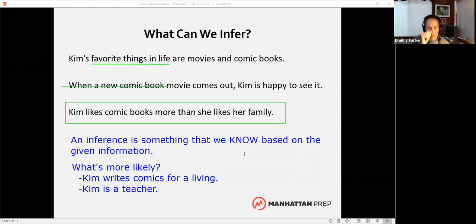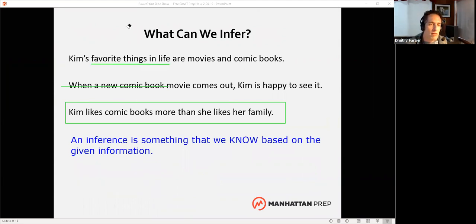Even if she likes comic books, right? Now, again, this is going a little bit beyond the scope because the GMAT's not going to expect you to bring in those kind of real world probabilities. But what I'm getting at is we have to be very careful that we don't just go with things that seem to make sense, that seem to go together. Okay. So an inference is something that we know. We don't know what she does for a living. We don't know what movie she sees, if any at all. Maybe Kim is in prison and she doesn't get to go see anything, right? We don't know what's going on, right?